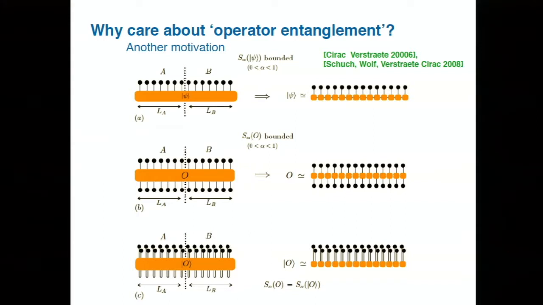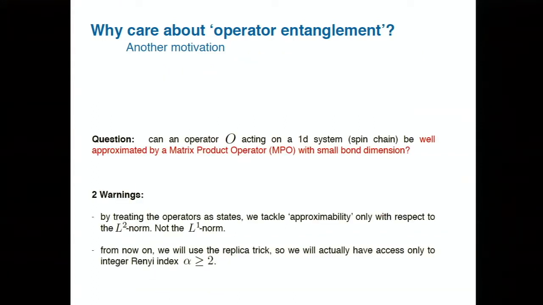Now, if you do the same thing for an operator, you can just view the operator as a state. In tensor network notation, this means you take an operator that acts from bottom to top. You just take the bottom legs and you fold them. This gives you a state in a spin chain with twice the number of sites. And you just say, well, okay, I'm going to be able to approximate it if the operator entanglement of that thing is bounded. Now, having said that, there are two caveats.